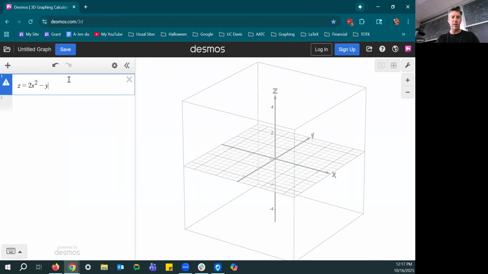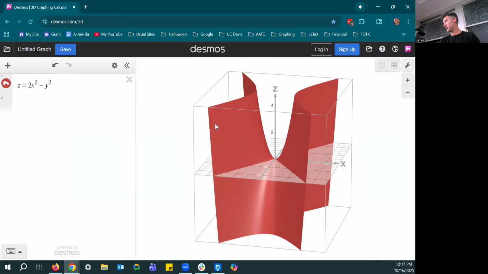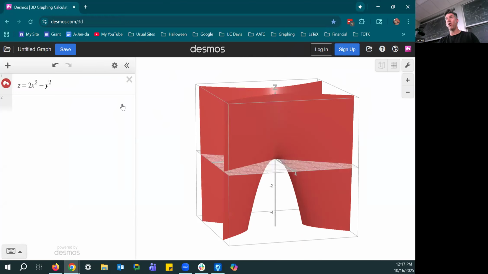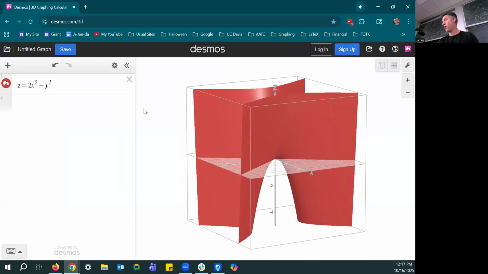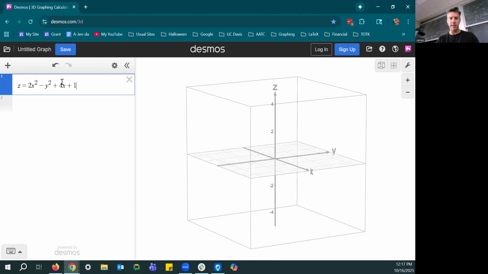And really, the 2x squared minus y squared is going to give it to you all. That's definitely a saddle right there. You can see it opening upward one way and opening downward the other way. And if we then add in the other pieces, it's just going to shift a little bit. We've got a plus 4x, a plus 10y, and a plus 1.